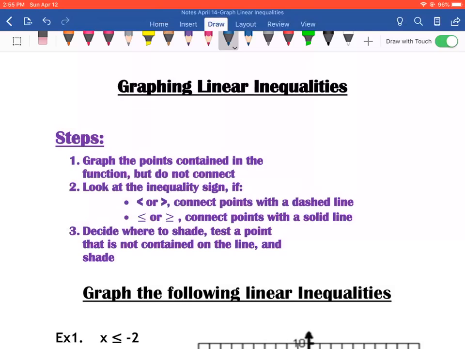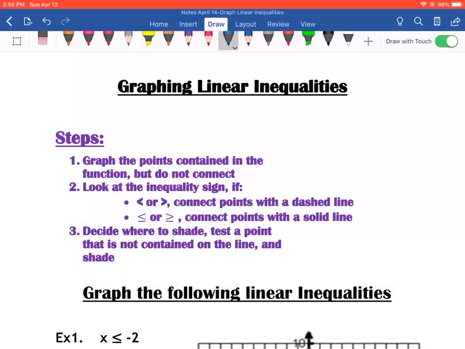We have three basic steps. Step number one, we want to graph the points contained in the function, but don't connect them. So just plot the points as you would if it were a typical y equals mx plus b type graph. Step number two, we want to look at the inequality sign. If it's just simply a less than or greater than, we want to connect the points with a dashed line. If it's less than or equal to or greater than or equal to, we want to connect the points with a solid line. That's very important.